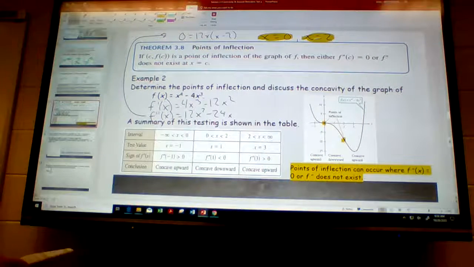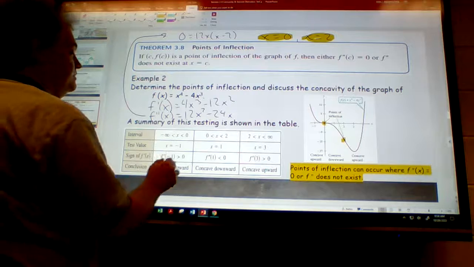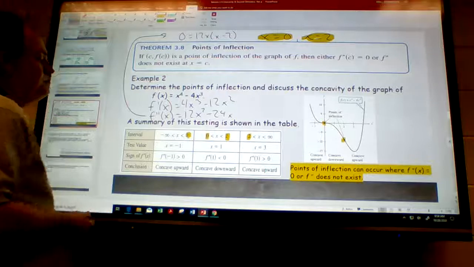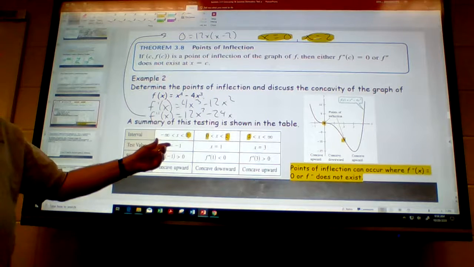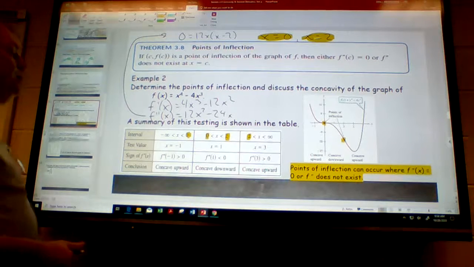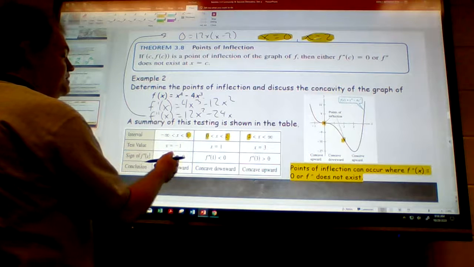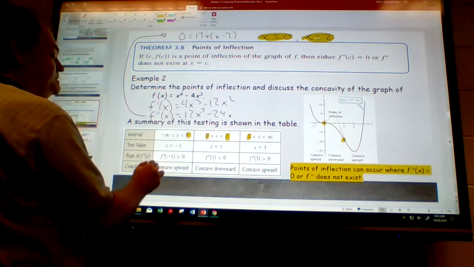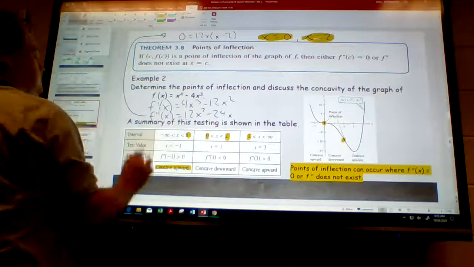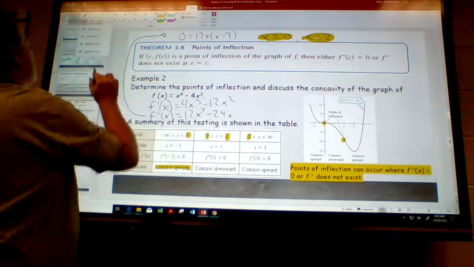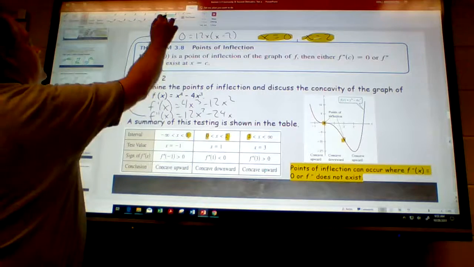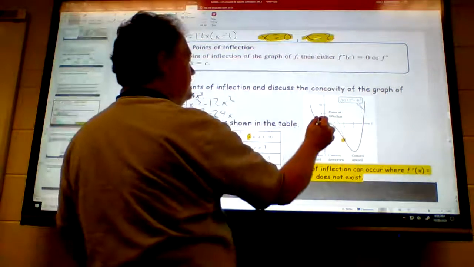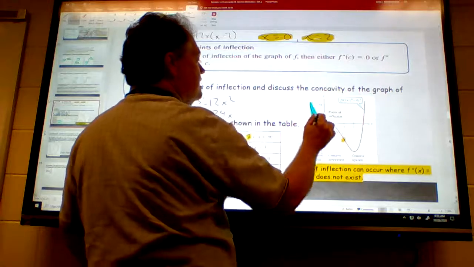Now, how do we tell? Well, we have our 3 intervals. We got 0 and 2, and then we come up with test values in between. I just chose x equals -1. This is already done for you. But if you plug in -1, you will see that f double prime of -1 is greater than 0, which means it's positive. So therefore, it is concave upward.